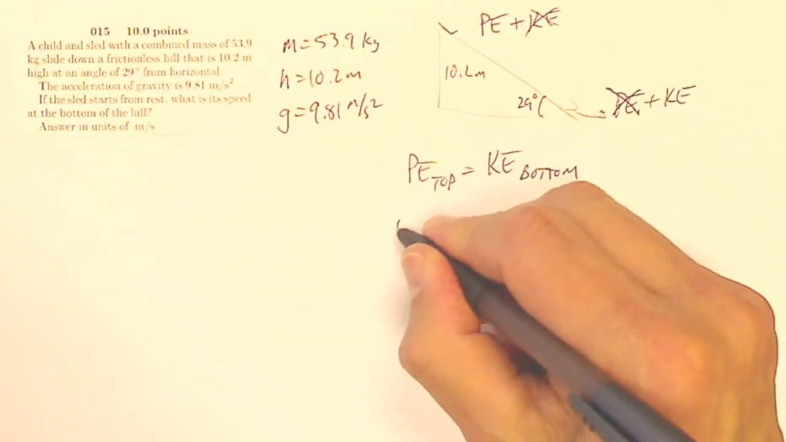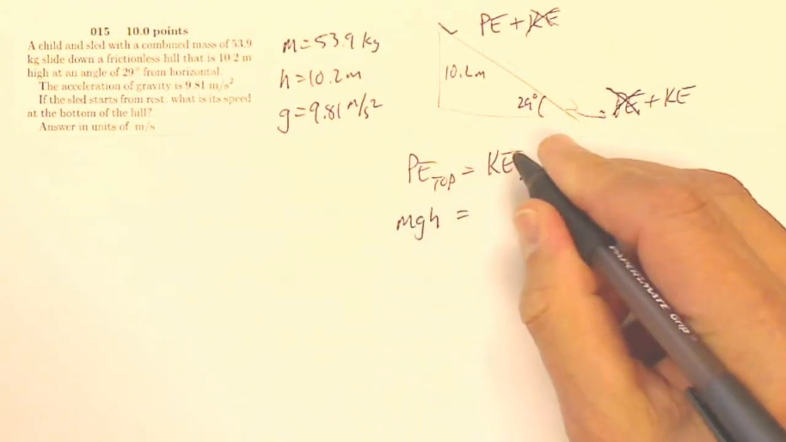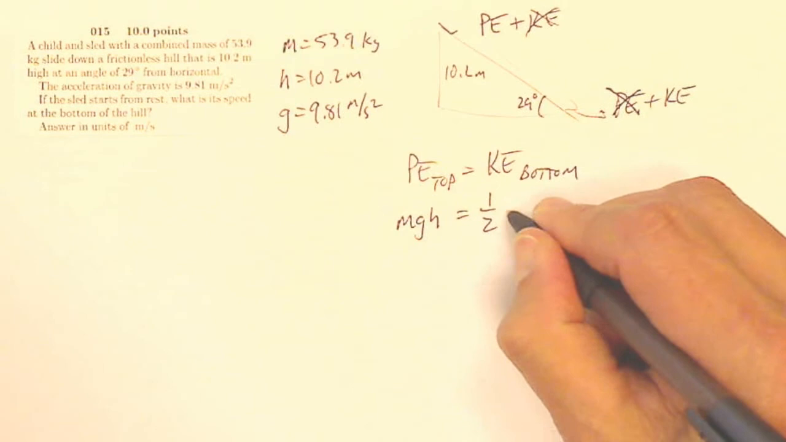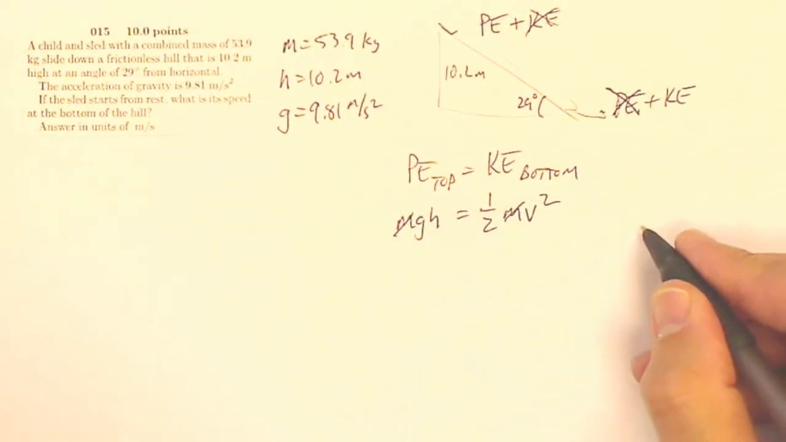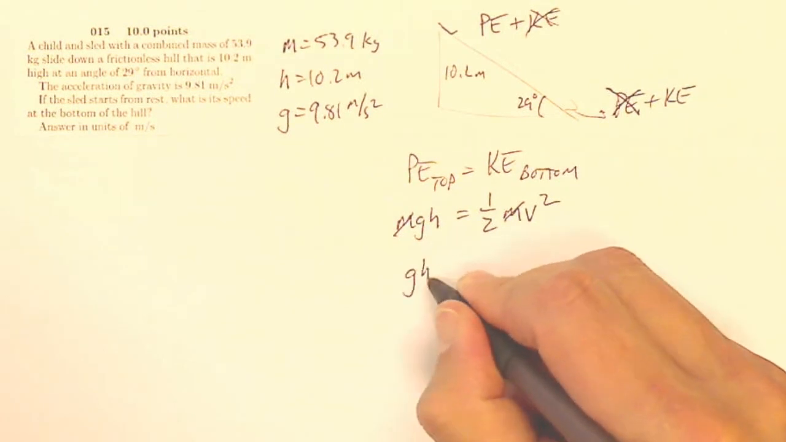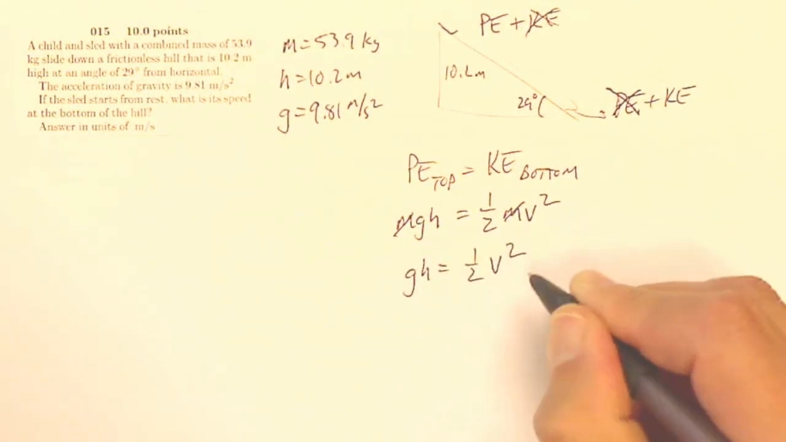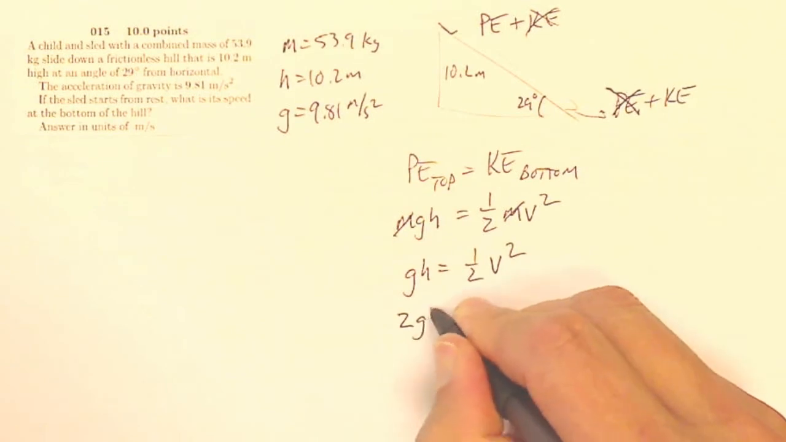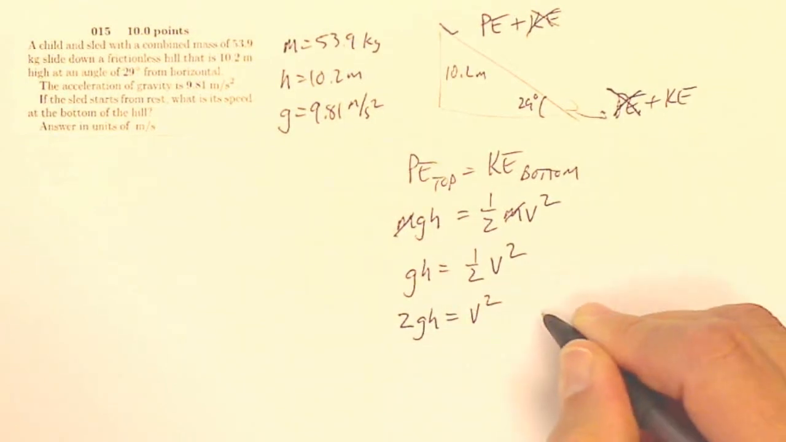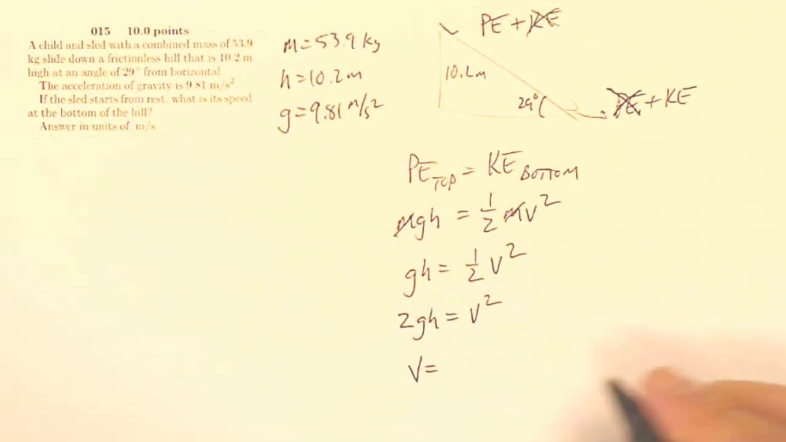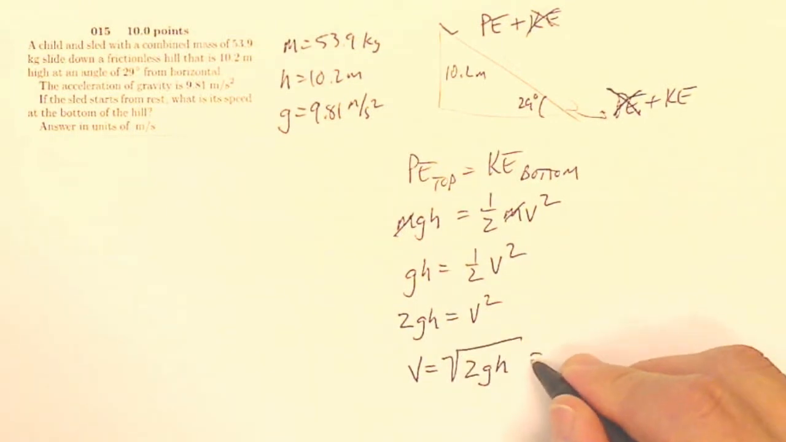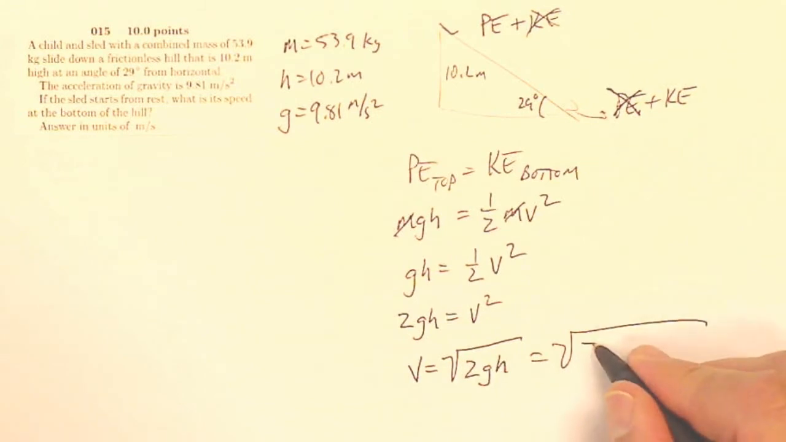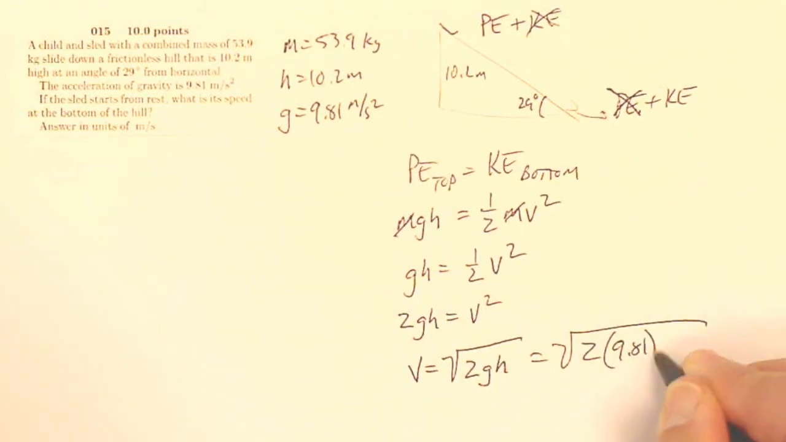What that means is my potential energy is mgh at the top equals my KE at the bottom, 1/2 mv squared. You might notice that mass cancels out. So I'm left with gh equals 1/2 v squared. If I multiply by 2, I get 2gh equals v squared. So I know that my velocity is going to be the square root of 2gh. And that will be a good way to solve this problem. The square root of twice times 9.81 times my height of 10.2 meters.